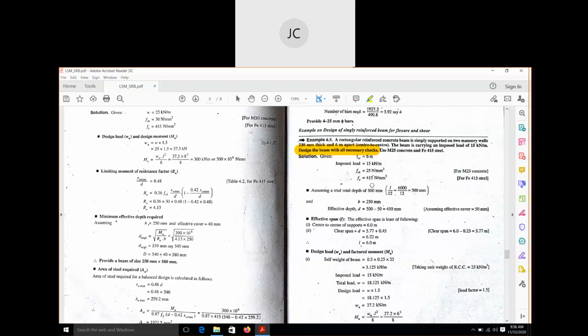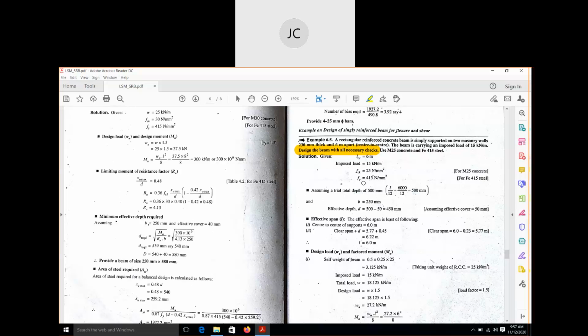That means first we have to design the beam. We have to find the width of the beam, the depth of the beam, then the area of steel. Since it is written here with all the necessary checks, after designing it we have to check our beam for deflection as well as for shear reinforcement. We have to check whether we have provided the shear reinforcement properly or not, and whether our beam is safe for deflection or not.